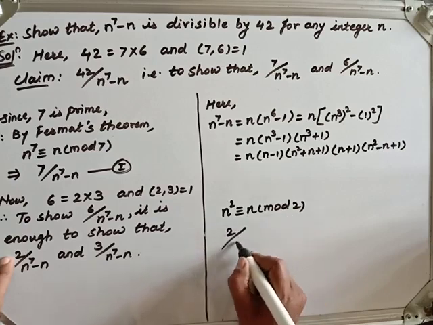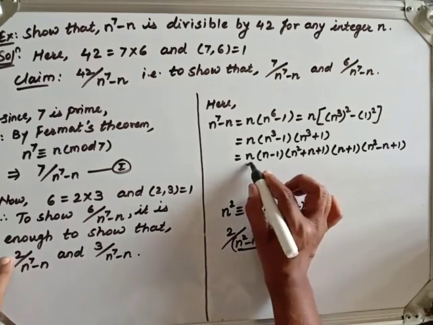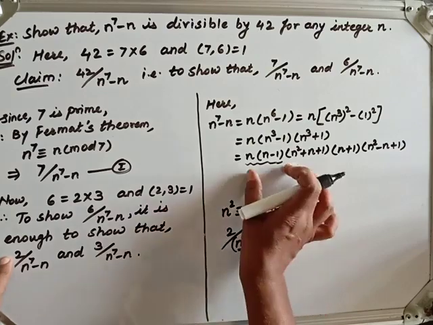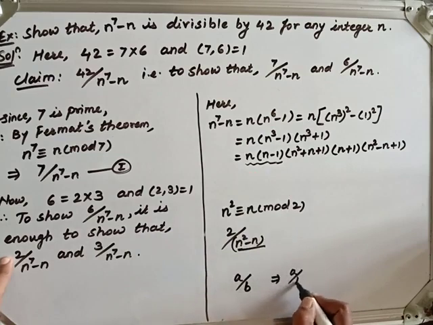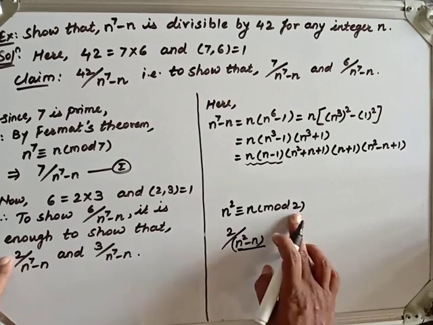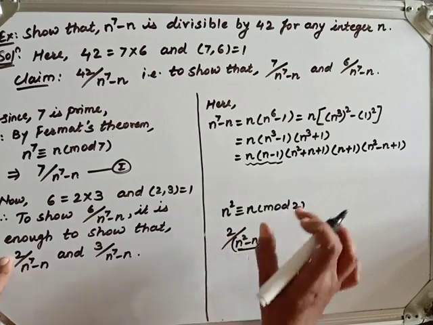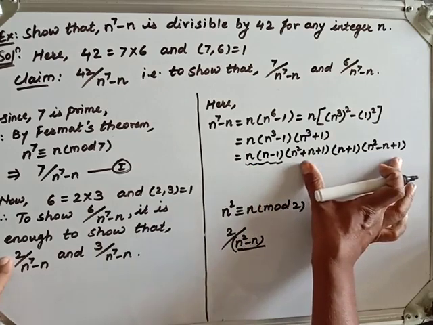That is, 2 divides n square minus n. Now, this n square minus n, we can get from here. Look at it: 2 divides n square minus n. We know that if a divides b, then a divides bx for any x. So we will use this property of divisibility here. Once we factorize this one to show the prime number divides some factor of it, then we can easily take the other part as x.